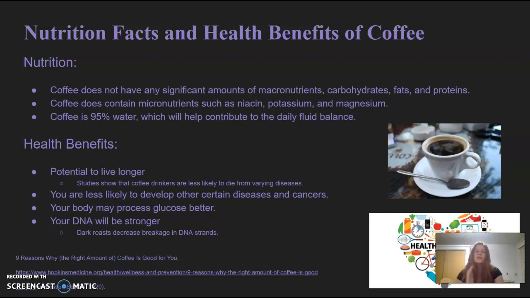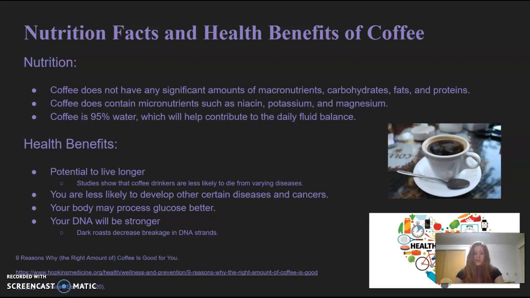And then coffee is about 95% water, and this usually helps contribute to the daily fluid balance. All of these nutrition facts, however, are true for black coffee, but the amounts of the macronutrients or micronutrients can be altered very easily by dressing up coffee, so that's with the addition of milks and creamers and sugars, etc. And then coffee does have some health benefits.